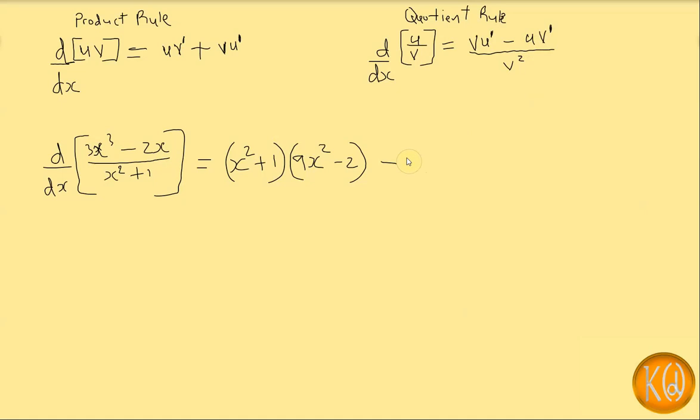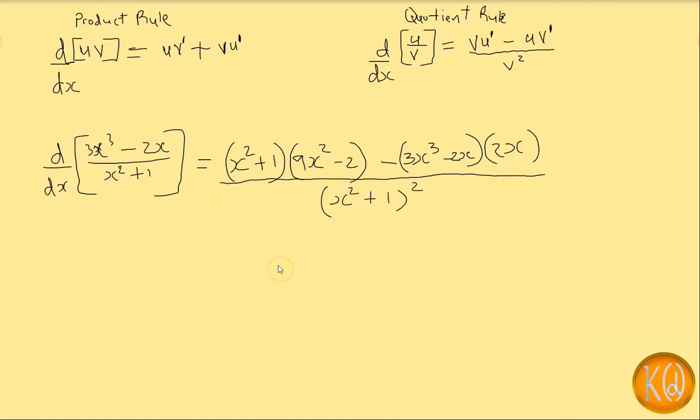Great, now we have our minus sign, and that would just be now u times v prime. Our u is 3x cubed minus 2x, and our v prime would just be 2x. The derivative of the denominator is 2x, and that's all over the denominator squared, so that's x squared plus 1 all squared.